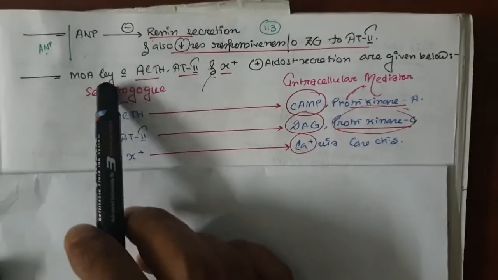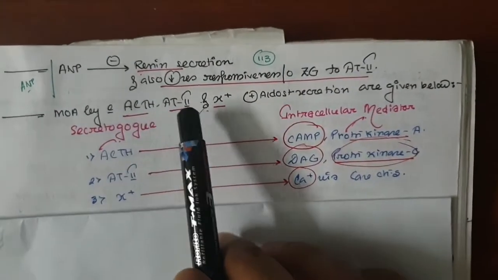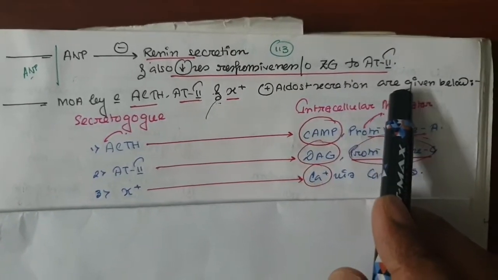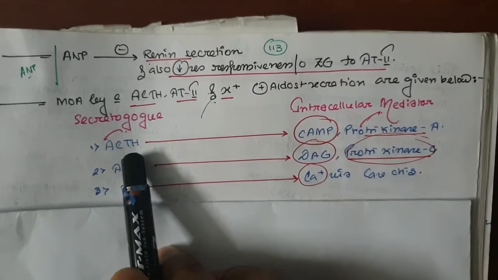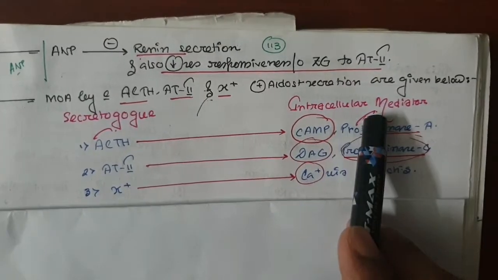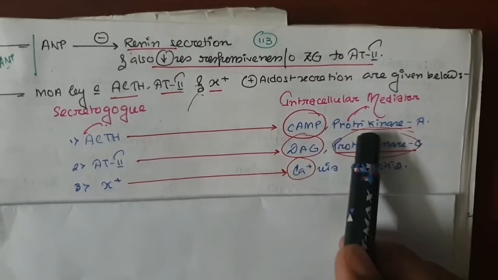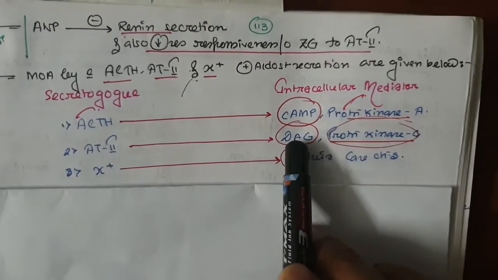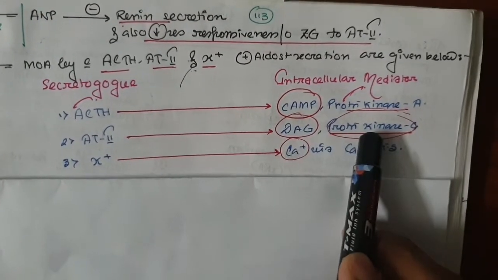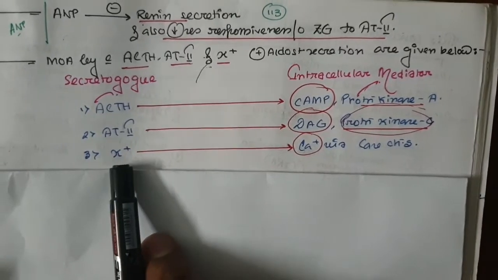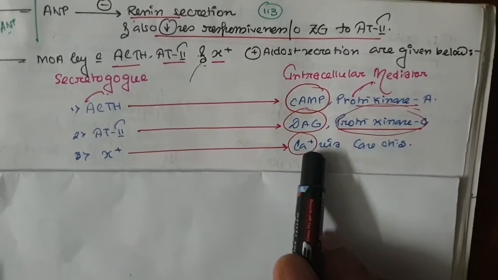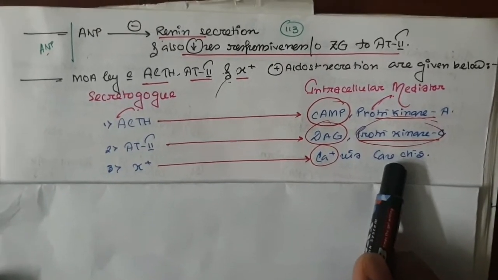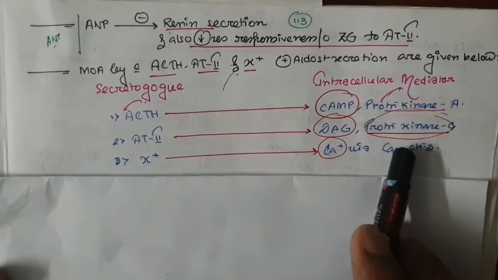So what is the mechanism of action by which ACTH, angiotensin II and potassium stimulate aldosterone secretion? Number one, ACTH: there the intracellular mediators are cyclic AMP and protein kinase A. In the case of angiotensin II, there are diacylglycerol and protein kinase C. And in the case of potassium, we all know the second messenger is calcium via the voltage gated calcium channels. If you can remember these things, it's very well.